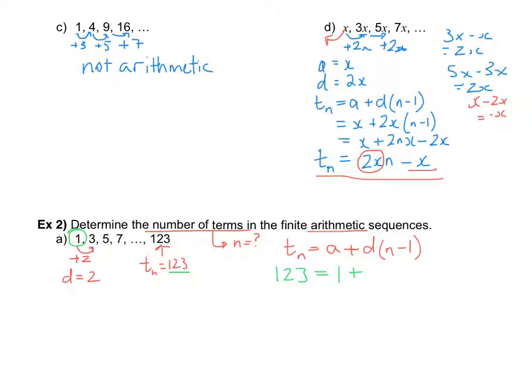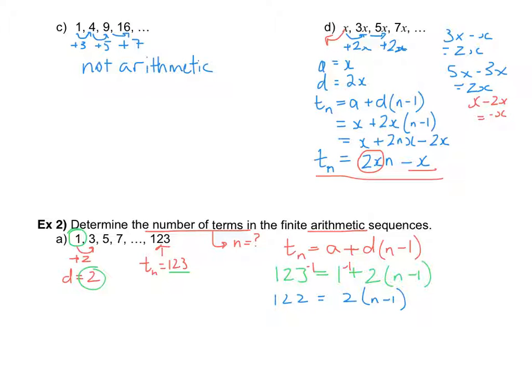And to it, I'm going to add my d value, which is 2, times n minus 1. So this is where our formula comes in handy in terms of being able to work our way through this more quickly than if I were to just use my y equals mx plus b. All right, I just need to solve this for n. I could subtract 1 from both sides to get rid of this. That takes me down to 122. So 122 is equal to 2 times n minus 1.